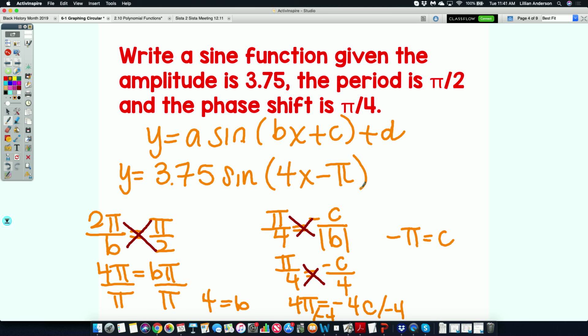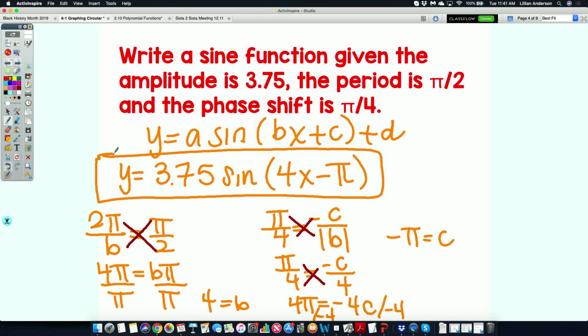Do I have a D? What did D represent? The vertical shift. Does it say anything about a vertical shift? No, so then that would be 0. So I could put a plus 0, but I don't need to. And that's my equation.